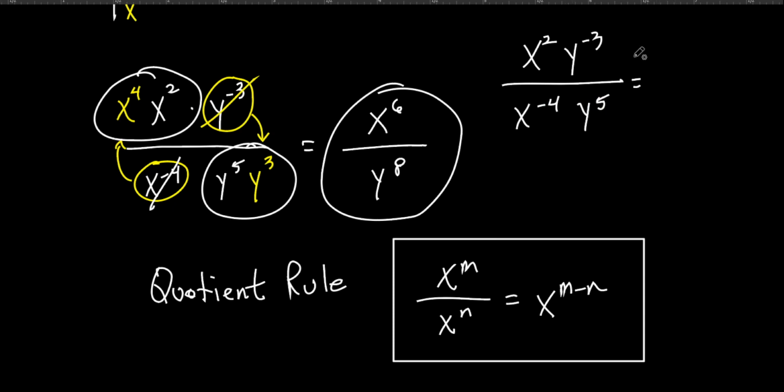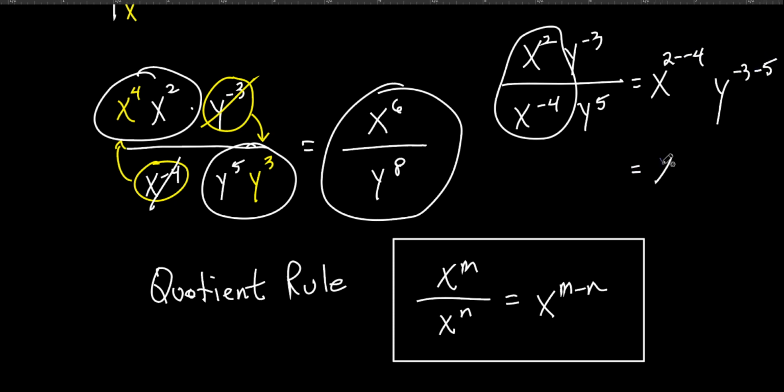So watch. You've got this, and then you had x to the negative fourth, and y to the fifth. Now watch very carefully. With this quotient rule, what do we do with the x's? This is division, so we subtract. Is it 2 minus 4? No. It's 2 minus negative 4. And then it's y, negative 3 minus 5.